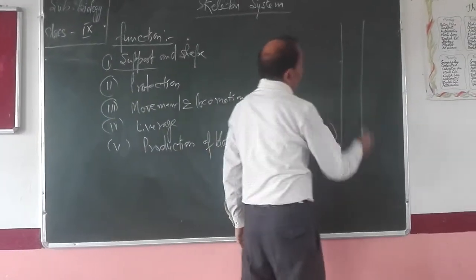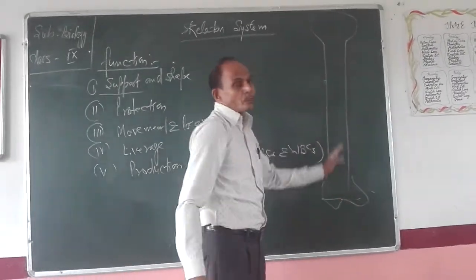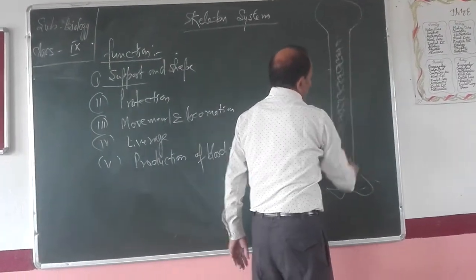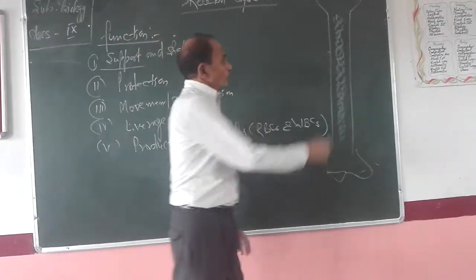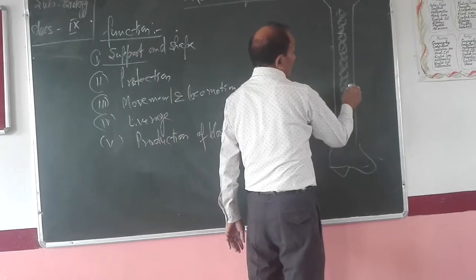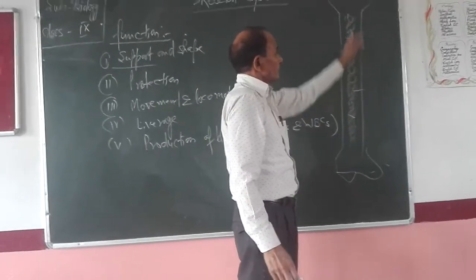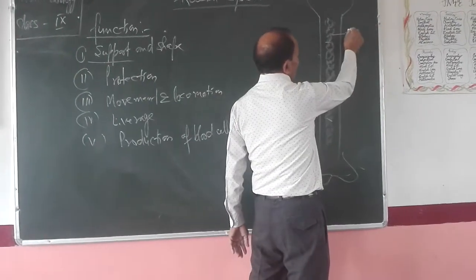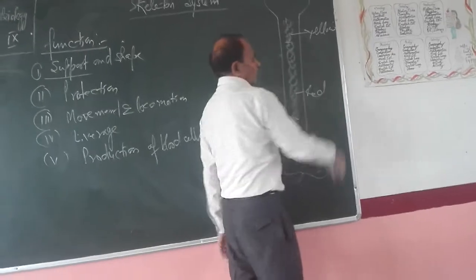The long bones, suppose this one is a long bone, any long bone. The central part is filled with some bone marrow. This middle part is known as red bone marrow, while the bone marrow which is present on the two sides is known as yellow bone marrow. Yellow bone marrow and red bone marrow.